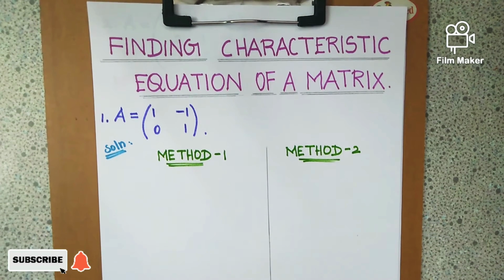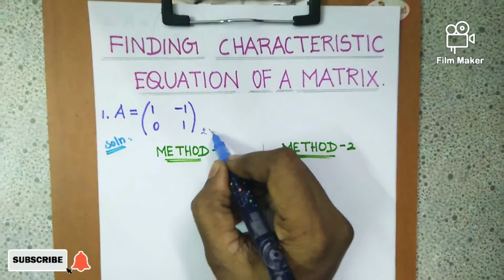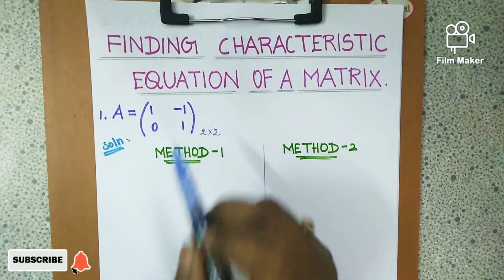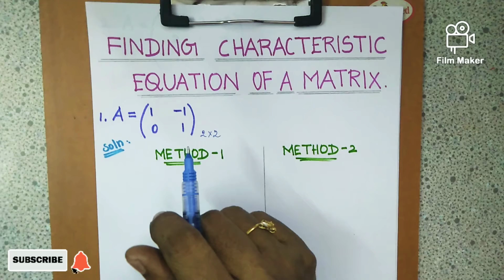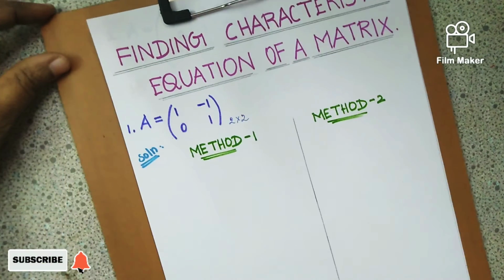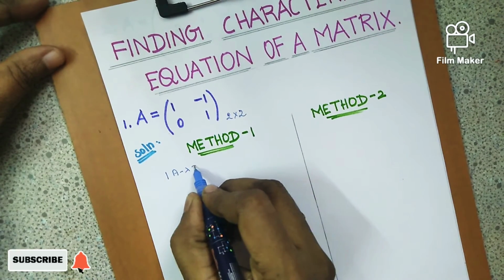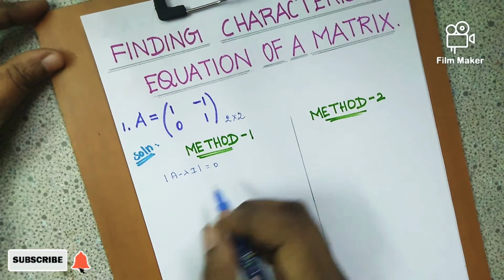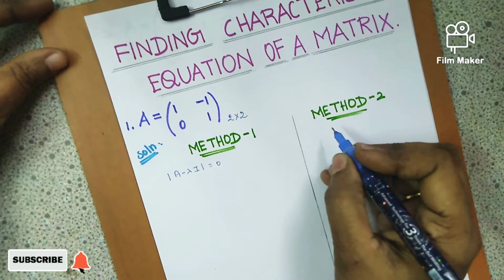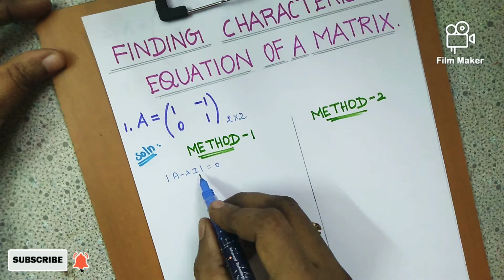First problem, A is equal to, I have taken a 2 by 2 matrix. First row 1, minus 1; second row 0, 1. There are two methods for finding the characteristic equation. One is mod A minus lambda I equal to 0. This is the first method of finding the characteristic equation. Today I am going to show you the two methods. You follow which one is easy for you. So mod A minus lambda I equal to 0.